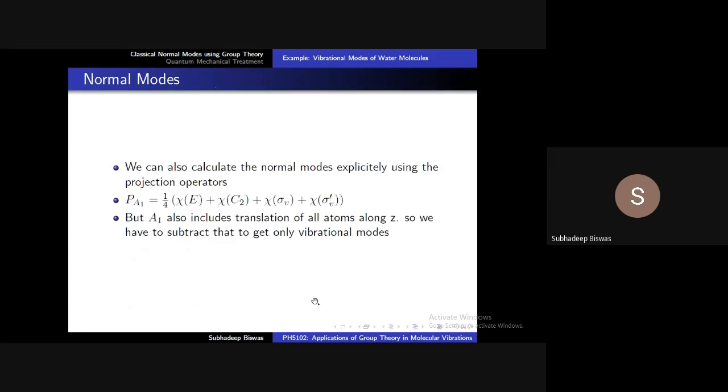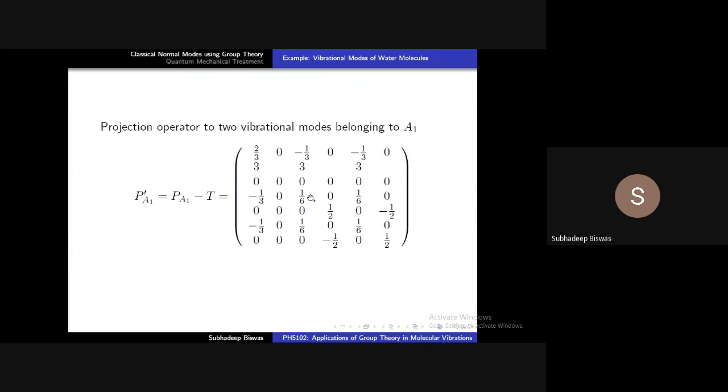Now we can also construct the eigenvectors which correspond to the normal modes by looking at the projection operators. I made a small mistake here. This will be capital D because these are not the characters, these are representations. What I wanted to do is construct the matrix which will project onto the irreducible subspace of A1. So this will be a 6 into 6 matrix. I think I've written this. Yes.